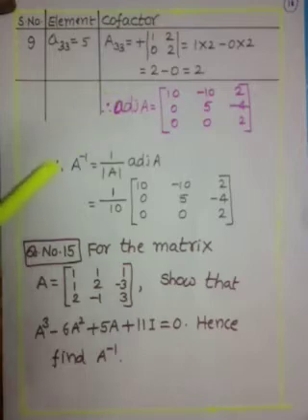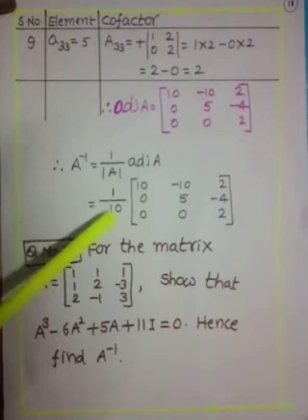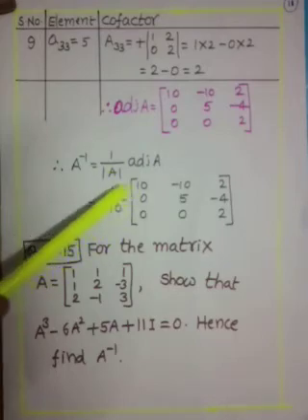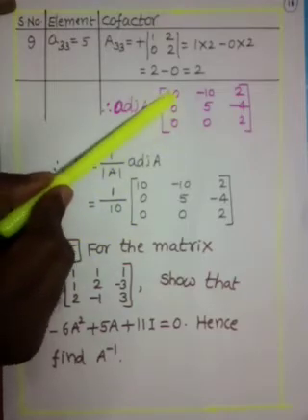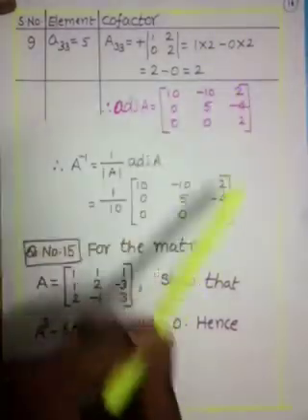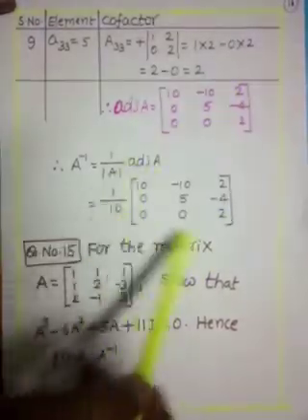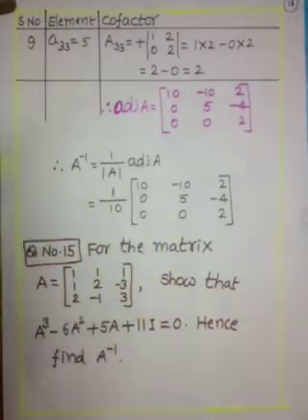Now we are going to find A inverse. We know the formula. A inverse is equal to, what is the formula? 1 by det A into adjoint A. Remember this formula. That is equal to 1 by 10, since the det A value is 10. So 1 by 10 into, what is adjoint A? Matrix 10, minus 10, 2, 0, 5, minus 4, 0, 0, 2. That's all. This is nothing but A inverse. Understood, my dear children? Right.